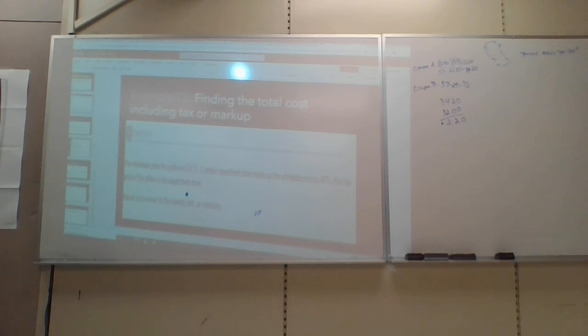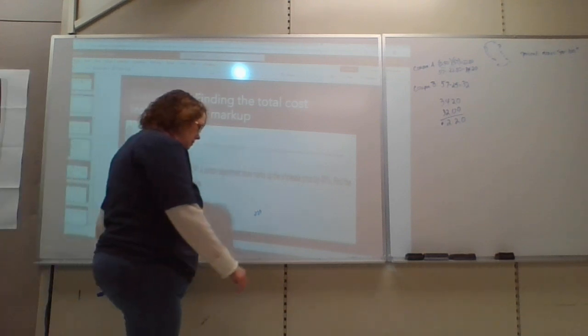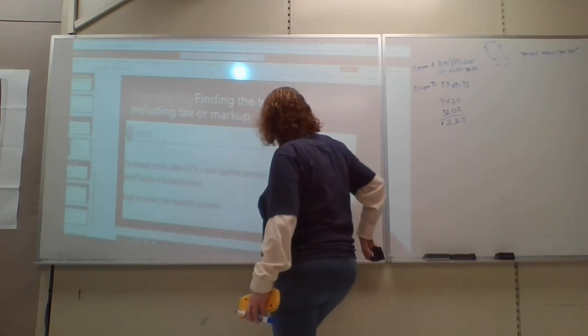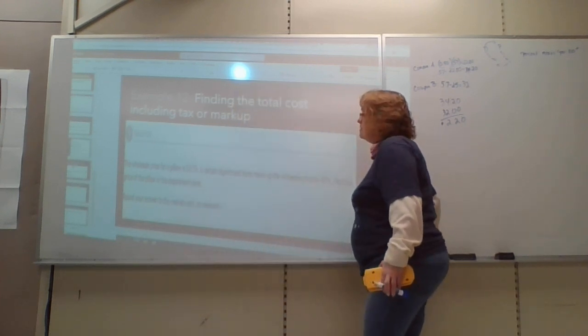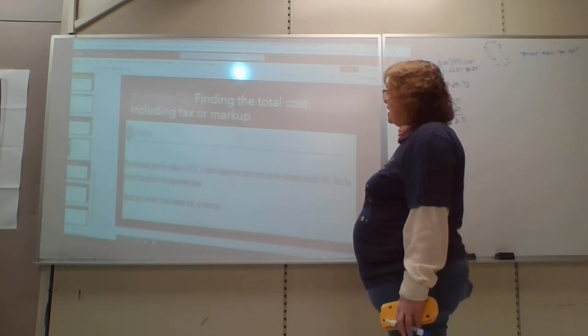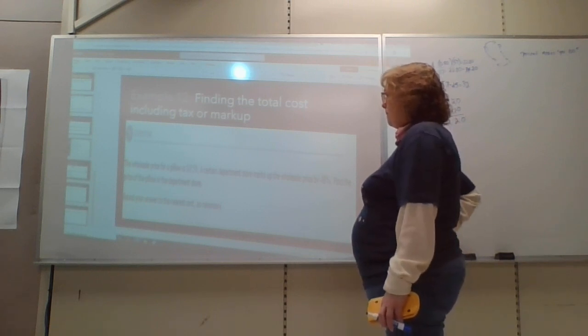Okay, let's look at the next one here. Let me erase this, this doesn't apply to that one. Example 12, finding the total cost, including the tax or markup.